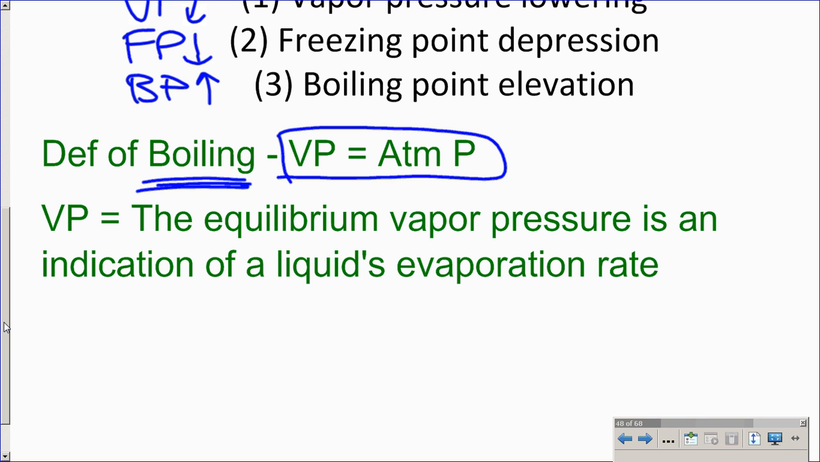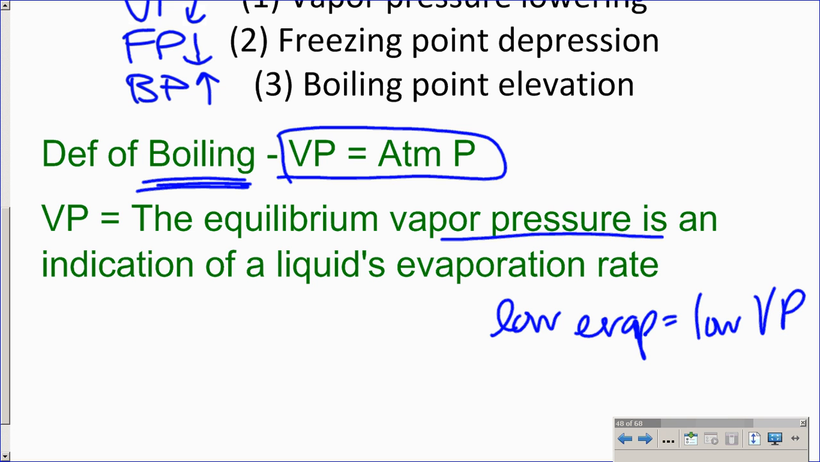Well, if the solvent's not able to create a lot of vapor, the atmospheric pressure is continually going to be able to win, okay? So the vapor pressure that's caused by a solution is basically due to evaporation of that liquid. If the liquid can't evaporate, there's less vapor pressure. So low evaporation equals low vapor pressure.